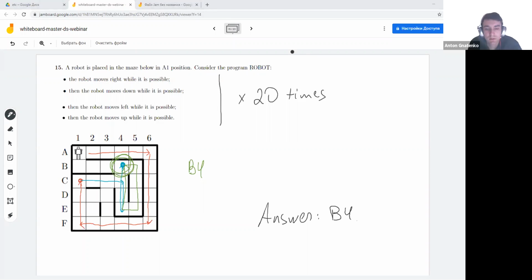So here it is enough just to rigorously execute the program for some time and understand the behavior of the robot, and then you will be able to give the answer straightforwardly. So I didn't execute the program for the whole 20 times. I just noticed that after the second time, it kind of loops and we stay in the same cell.